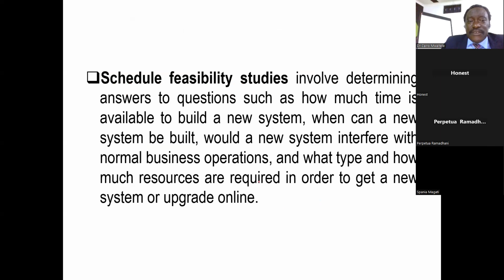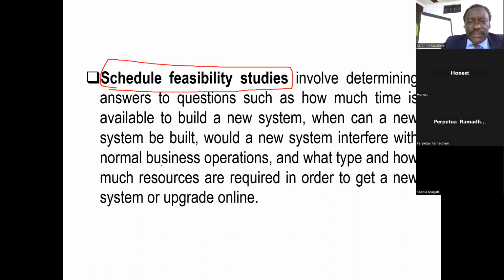Another one is feasibility study on the schedule. Schedule feasibility involves determining answers to the questions: how much time is available to build a new system? When can a new system be built? Would a new system interfere with normal business operations? These are feasibility studies related to schedule.